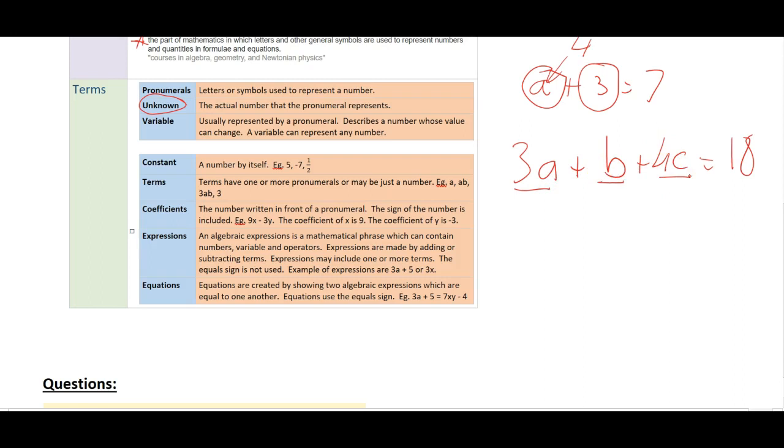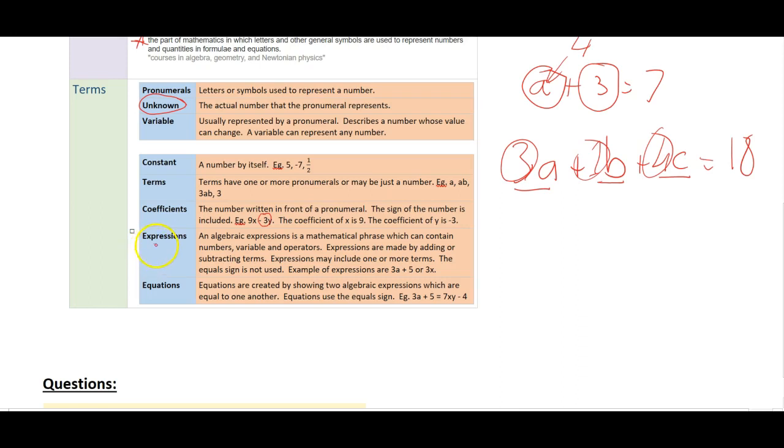The next one is coefficients, the number written in front of a pronumeral. So the sign of the number is included. For example, in this case, 9x minus 3y, the coefficient here is the 9. See, the 9 is in front of the x, and also the coefficient of y is negative 3. So see how they've included that negative 3 there? We need to make sure we add in the sign for those cases. In this case, the coefficient of a is 3, the coefficient of b would be 1, so that will always be 1, and the coefficient of c is 4.